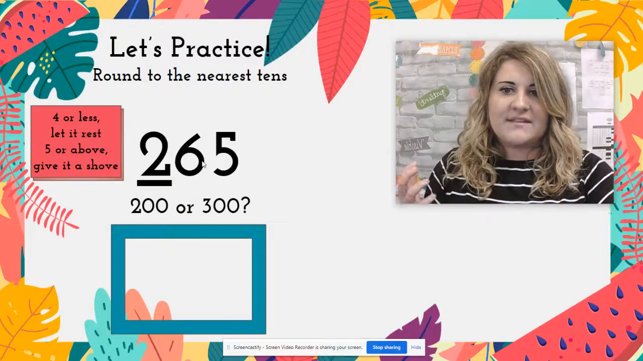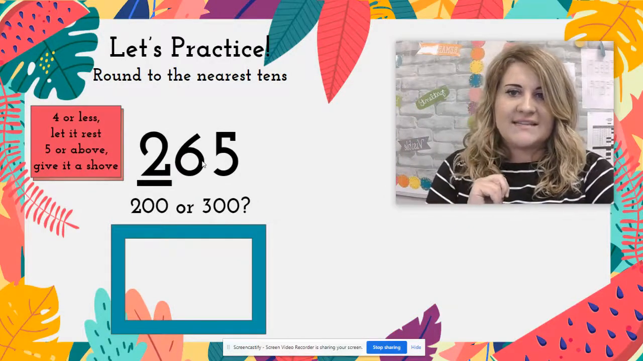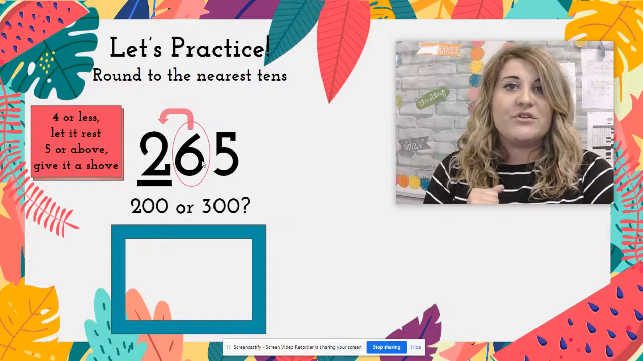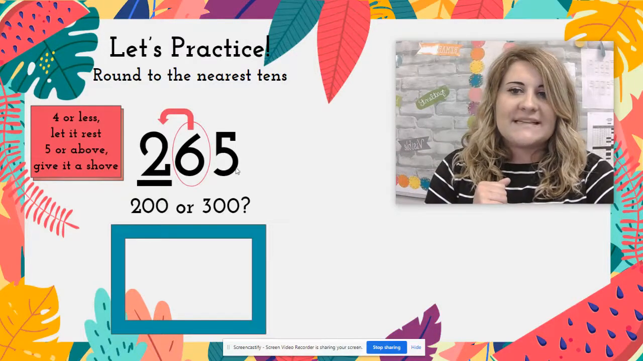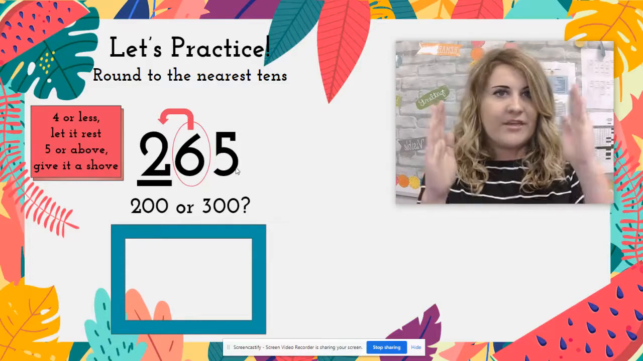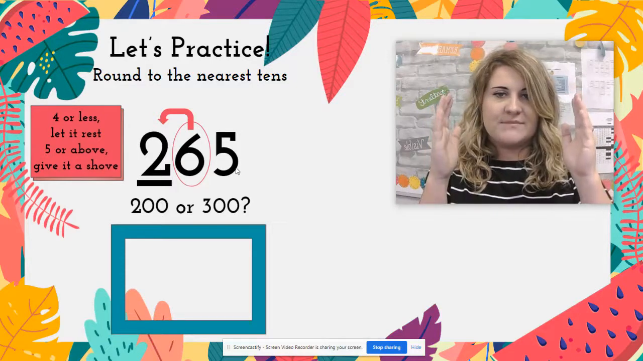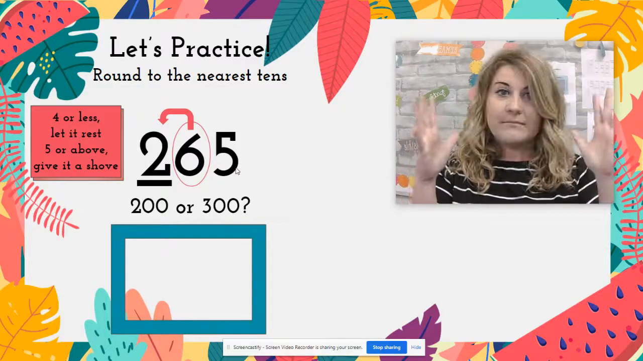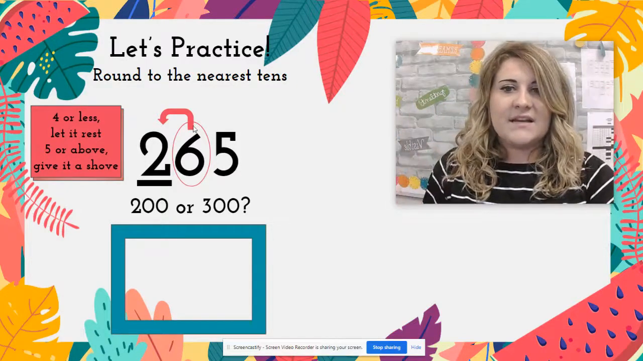Next, we're going to try this number. Let's underline the 2 because that is in the hundreds place. We're going to spotlight the 6. The 6 is going to tell the 2 what to do. 265 comes in between 200 and 300. Those are the 200s that comes in between. We need to decide, is it closer to 200 or 300? Let's figure it out. The 6 is going to help us figure that out.